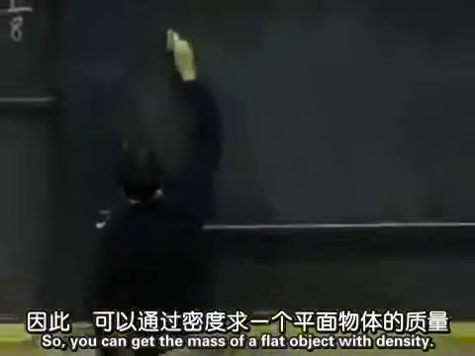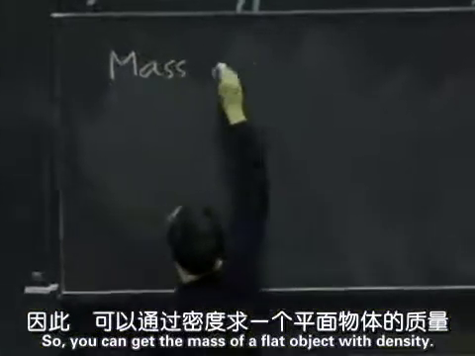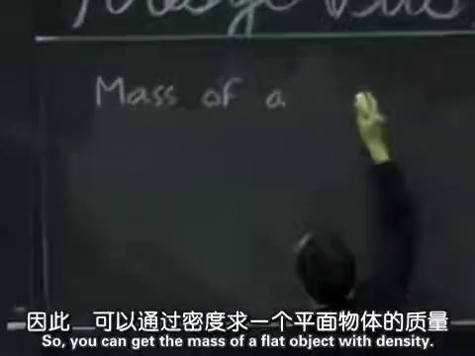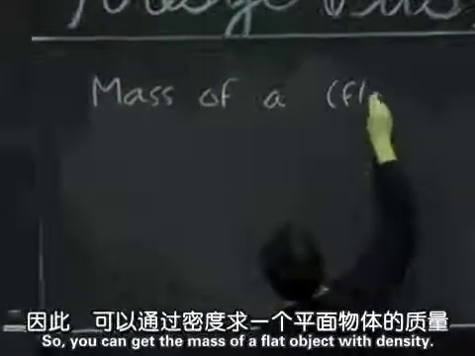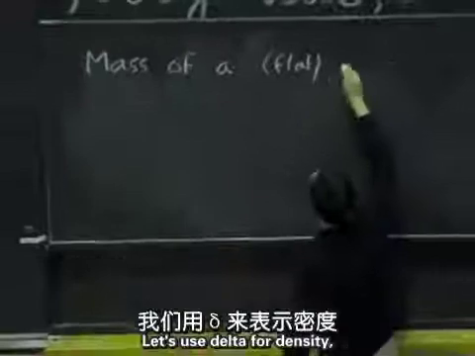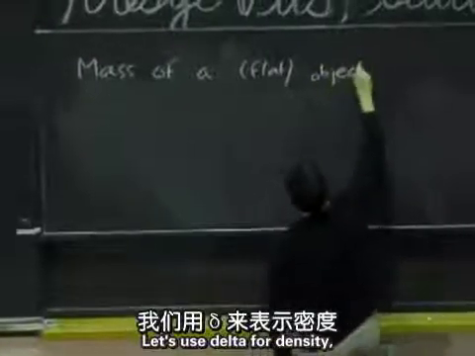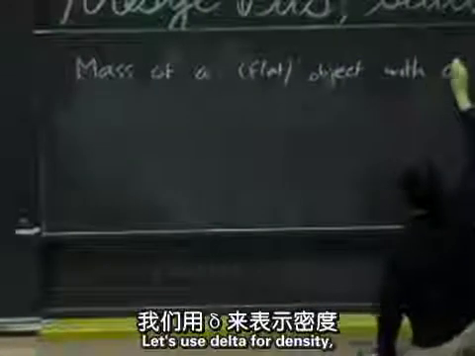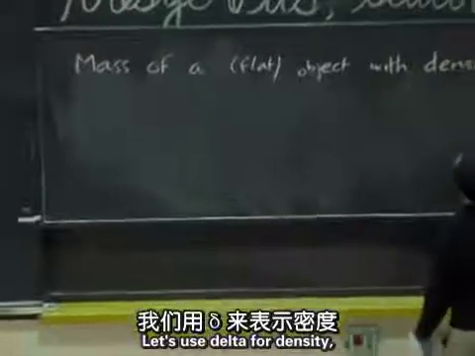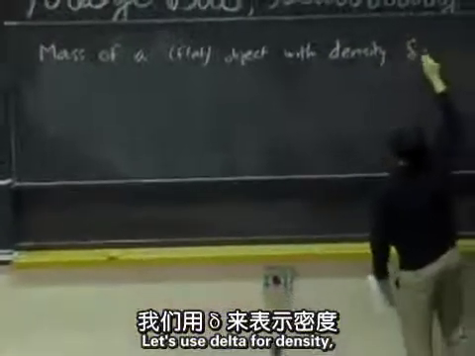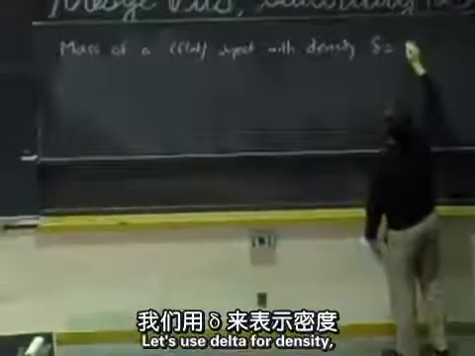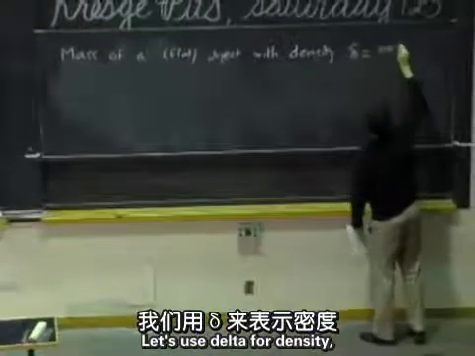Okay, so you can get the mass of a flat object with density. Let's use delta for density, which is the mass per unit area.